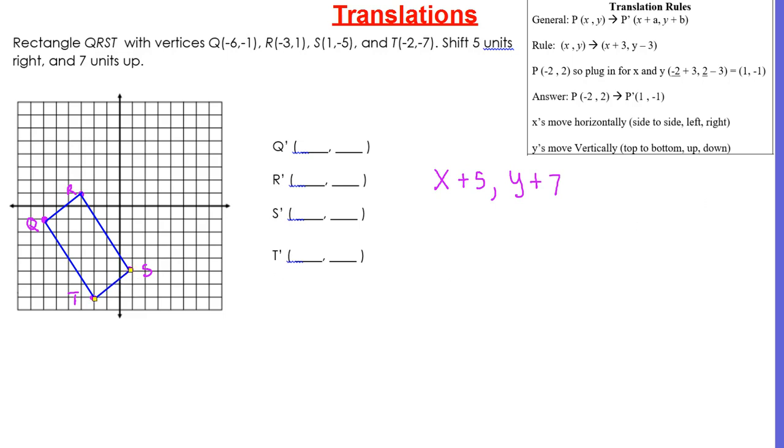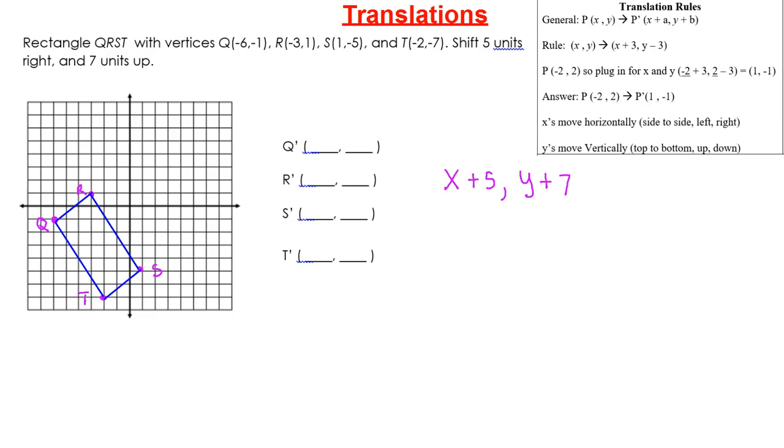Alright, so at this point now, all I have to do is create my after image by just adding 5 to everything. So for Q, -6 plus 5 is -1. Alright, -1 plus 7 is going to be equal to 6. Then we have -3 plus 5, which is 2. And then 1 plus 7, which is 8. Okay, next over here, 1 plus 5 is 6. -5 plus 7 is 2. T: -2 plus 5 is 3. And then -7 plus 7 is 0. Okay, so this is my after image.